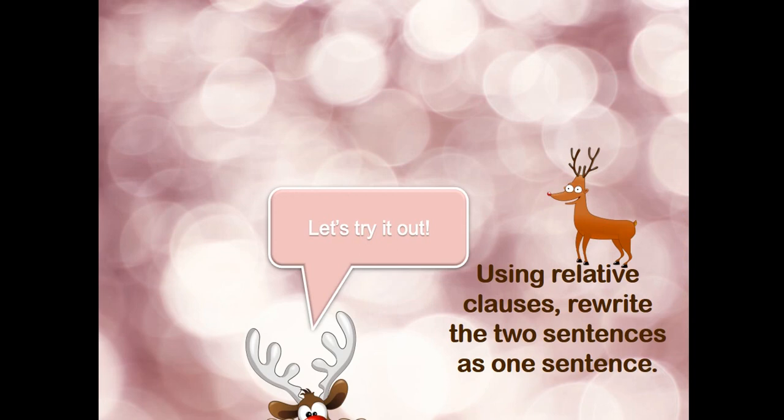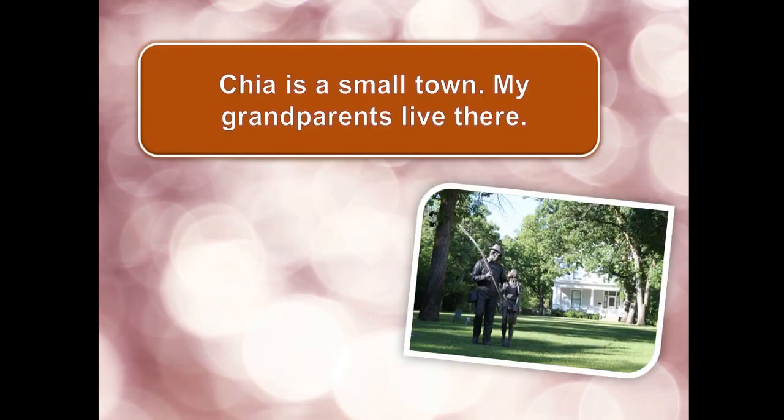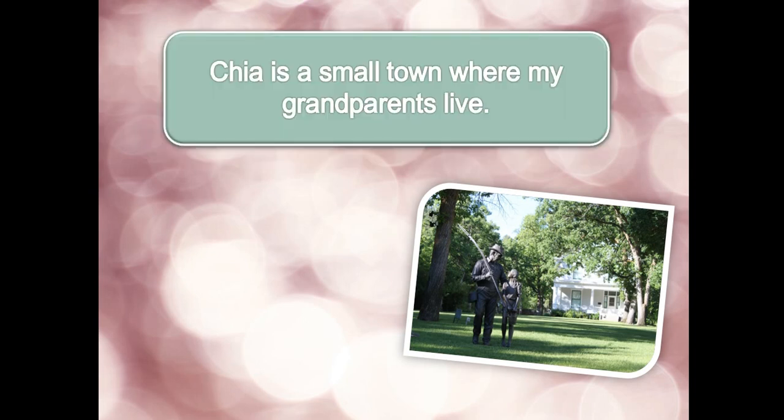Let's try it out using relative clauses and rewrite the two sentences as one sentence. Chia is a small town. My grandparents live there. I'm talking here about Chia. Chia is a place, so which relative word will I use? I will use where, because it refers to a place. We will say, Chia is a small town where my grandparents live.